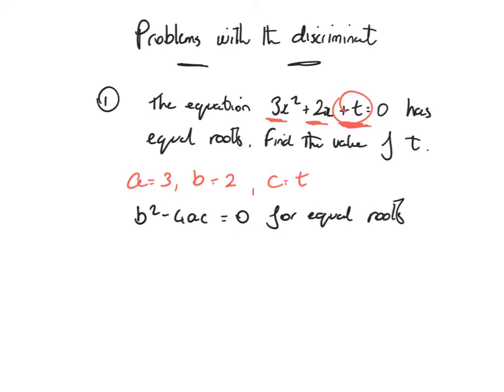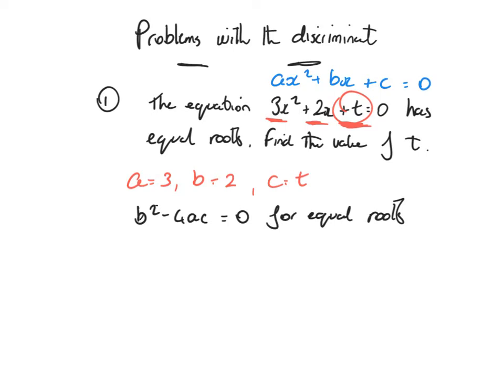I know that the discriminant is equal to 0, I know that a is equal to 3, b is equal to 2, and c is equal to t, and I've just taken that from the fact that I'm thinking about this as being in the form ax squared plus bx plus c equals 0. So we can see a is definitely equal to 3, b is 2, and c is t. Okay, now my next move is to sub that in.